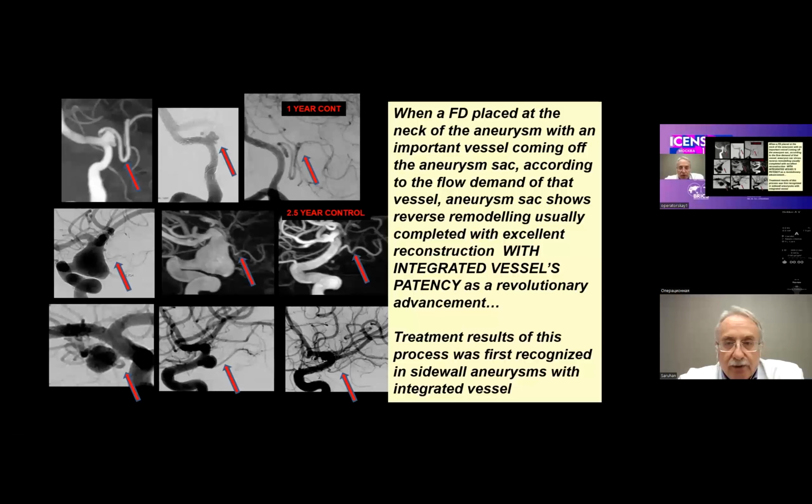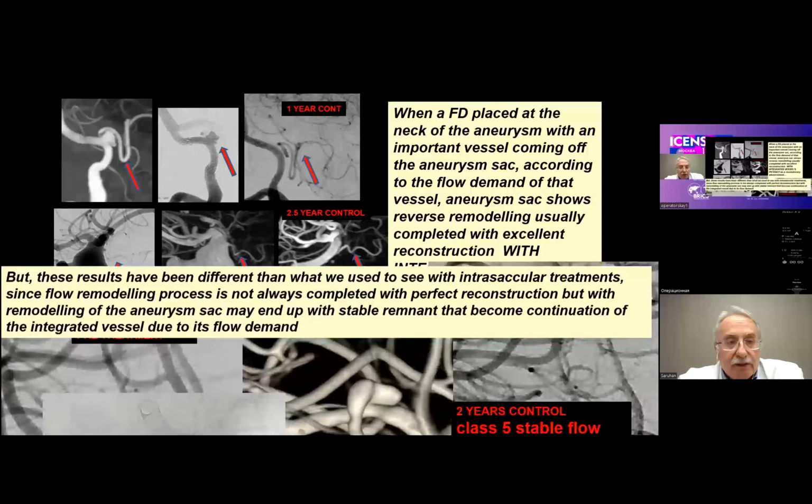When we place a flow diverter at the neck of an aneurysm like this, with a PICA coming off the aneurysm, and an anterior choroidal coming off the aneurysm, and another anterior choroidal coming off the aneurysm, according to the flow demand of that vessel, the aneurysm sac shows a reverse remodeling, and it is usually completed with excellent reconstruction with integrated vessel patency. However, treatment results somehow can be different.